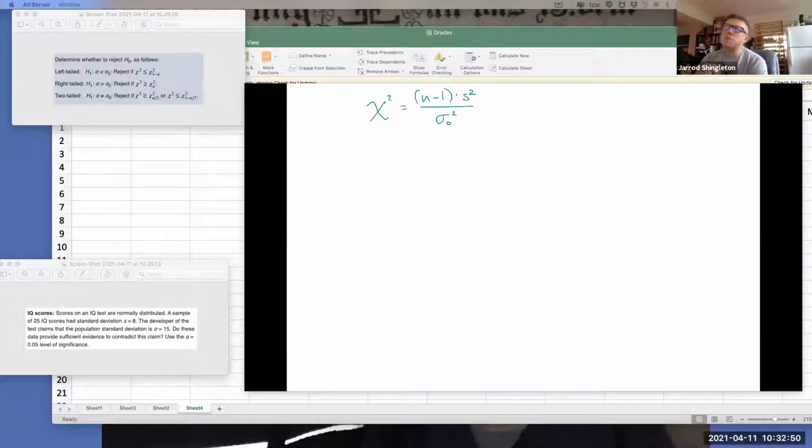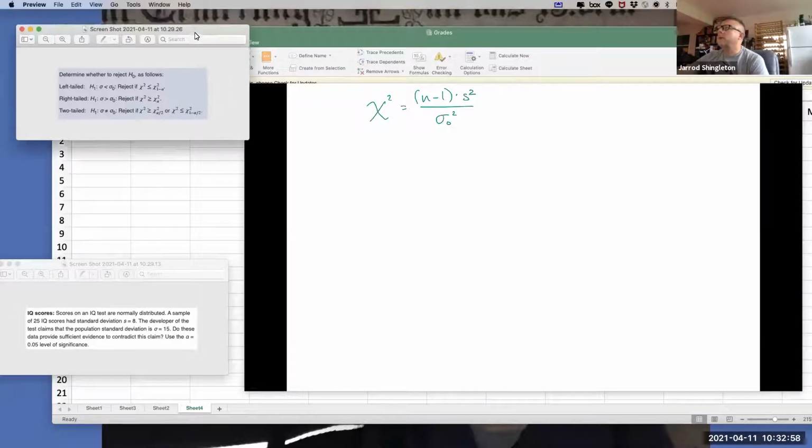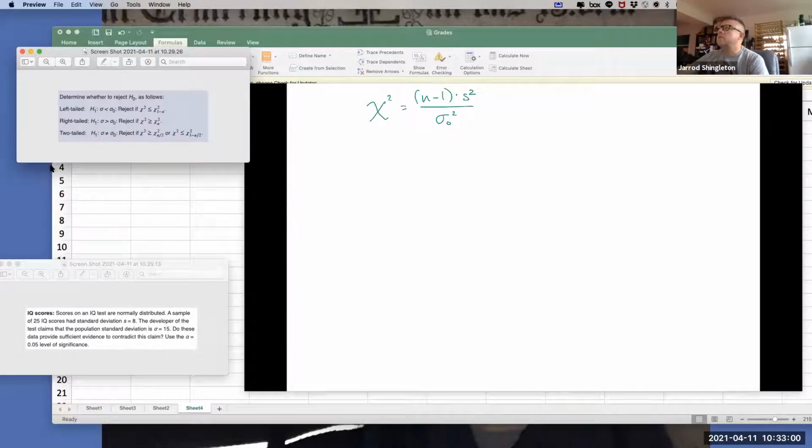We will not be using the p-value method in this. We will be using the critical value method. And what you'll see up here in the upper left-hand part of this screen, this is going to be my reference anytime I'm doing this kind of hypothesis test.